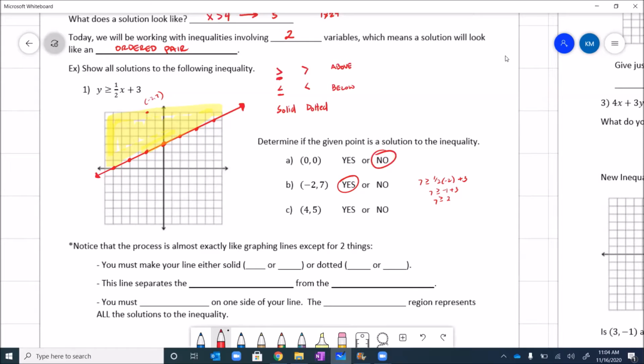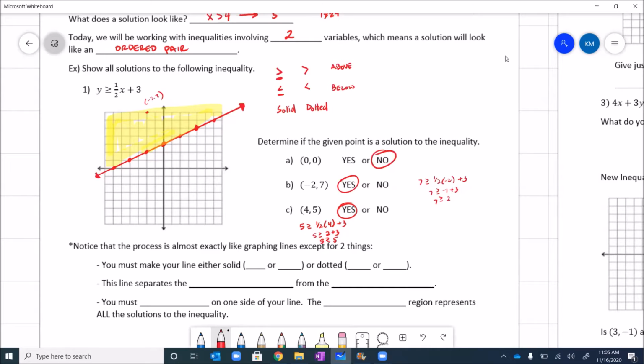And then (4, 5). 1, 2, 3, 4. 1, 2, 3, 4, 5. Right here. It's on our solid line, so we know that it's a solution. But also if we plug it into our equation, 5 is greater than or equal to 1/2 times 4 plus 3, which is 2 plus 3. 5 is greater than or equal to 5.